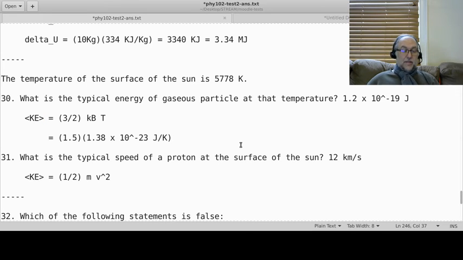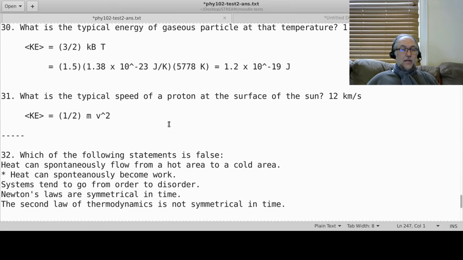And then finally, there was the 3/2, there's the K Boltzmann, and the temperature, I already gave it to you in Kelvin. And so there it is. If you multiply that all out, you get that energy there. Now that's a very tiny energy, 10 to the minus 19 joules, but these are tiny particles. We're talking just like atoms here.